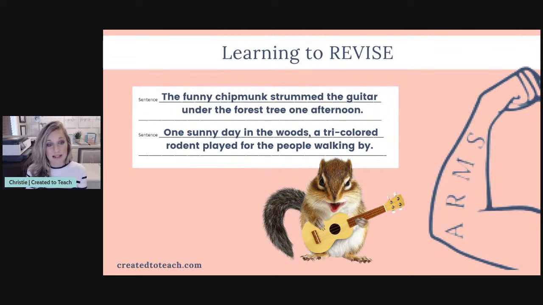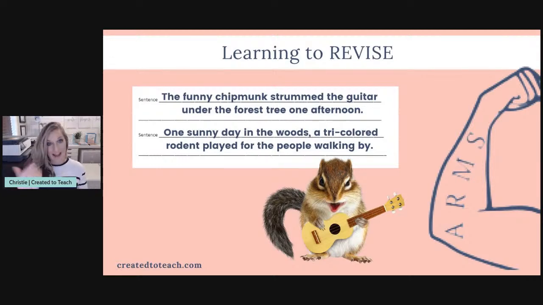Now they could take the same exact sentence and reword it. For example, we teach them that you don't have to start with the article and the noun adjective in the beginning. You can start with the where or when. So maybe in that same exact sentence, I say, one afternoon under the forest tree, a funny chipmunk strummed the guitar. Then they start to realize, oh, we can rearrange these sentences and make it sound even better or different. And that in the writing process is all about revising.